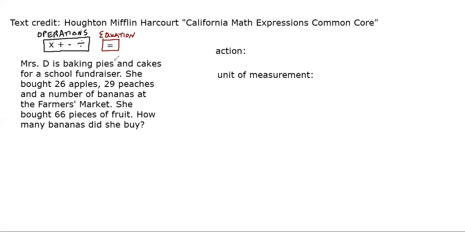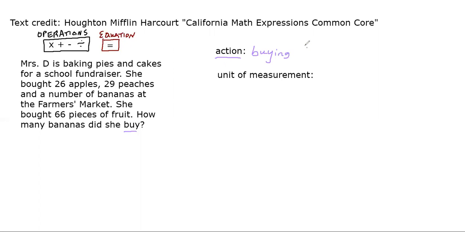Then we're going to identify the action of the problem. Ideally, the verb. What's the key verb in this word problem? There's a couple of verbs in this problem that might make sense, like baking, but the main one is buying. We know that because it's in the question. How many bananas did she buy? So let's write buying fruit as our action.